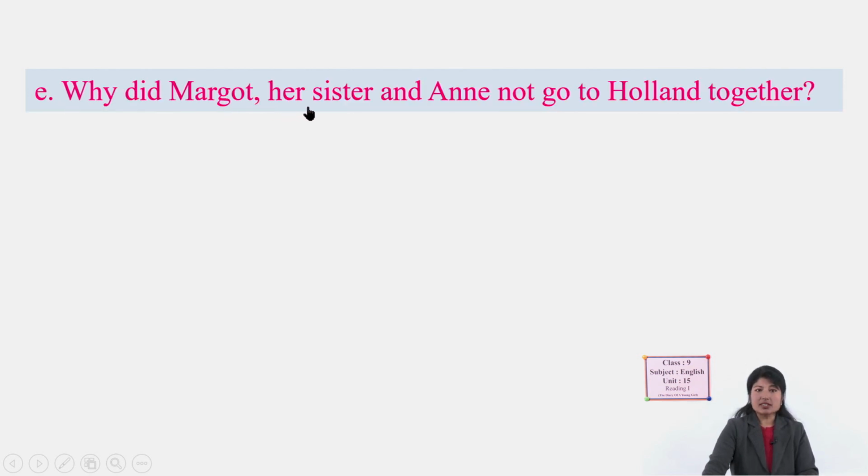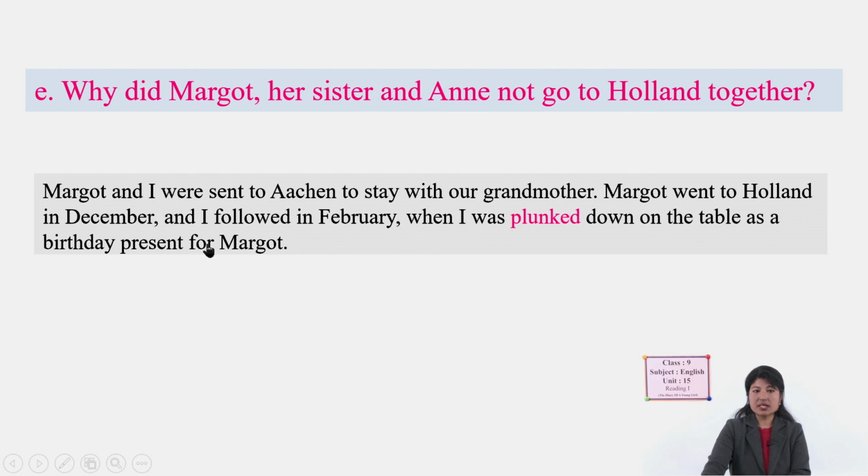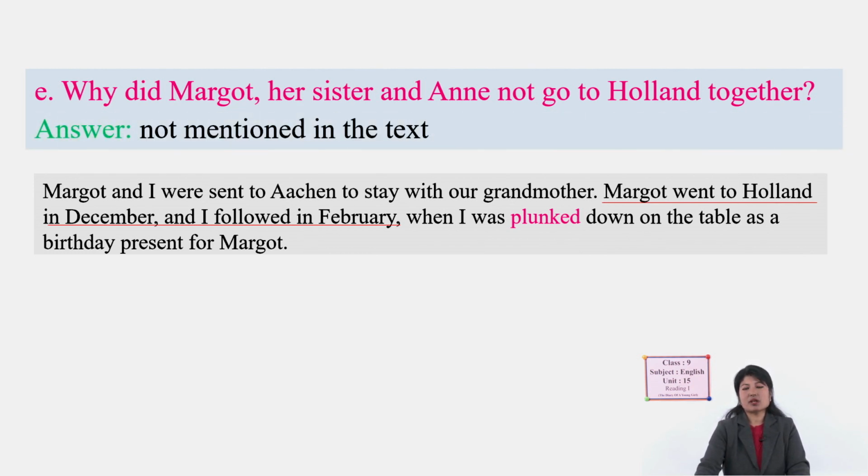Number E. Why did Margaret, her sister, and Anne not go to Holland together? Somewhere here it was mentioned, you can see these lines: "Margaret went to Holland in December and I followed in February." So it was just written that they went, but the reason is not mentioned properly in the text.